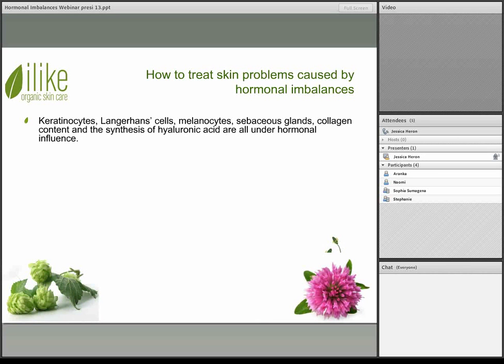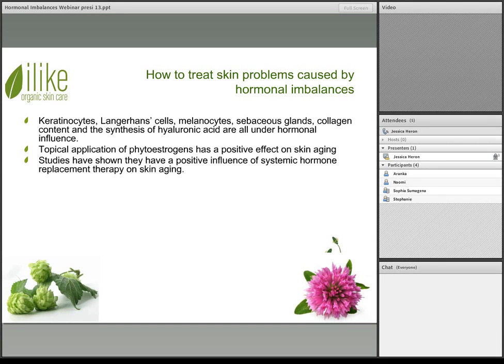So how do we treat skin problems caused by hormonal imbalances? Keratinocytes, Langerhans cells, melanocytes, sebaceous glands, collagen content, and the synthesis of hyaluronic acid are all under hormonal influence. Topical application of phytoestrogens has a very positive effect on skin aging. A little bit of the estrogen does get in the bloodstream, because the skin acts as a sponge, so we're really absorbing everything that we put on top of our skin. What isn't used by the skin does enter the bloodstream and the internal organs, so it can have a positive effect externally and internally as well.